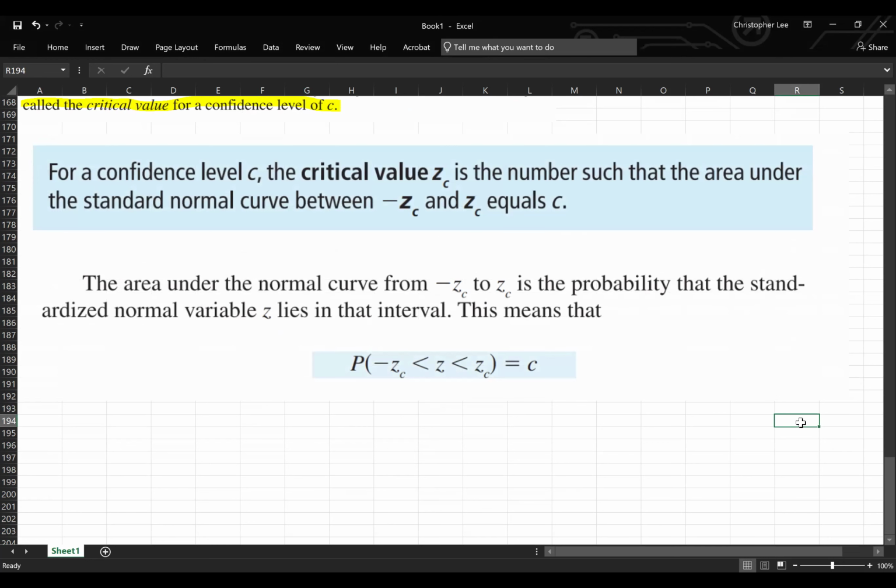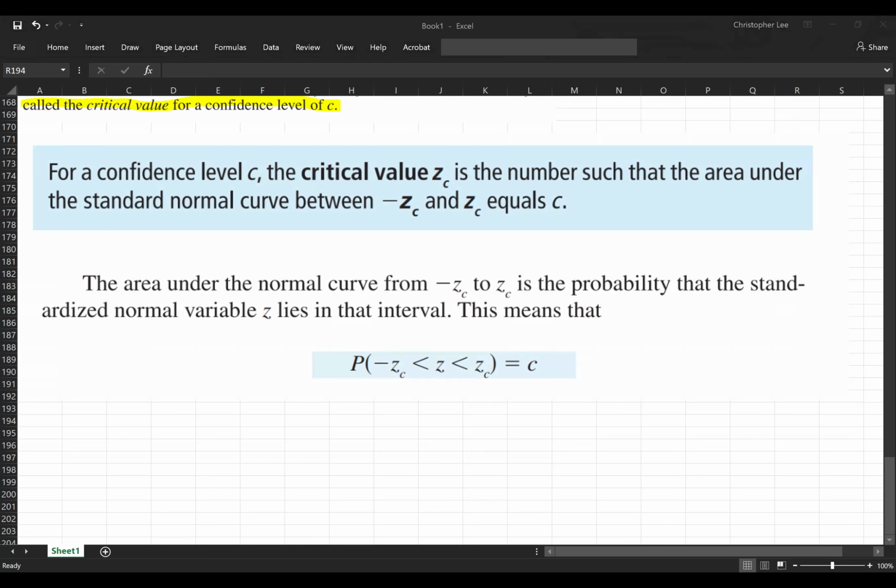So for a confidence level C, the critical value Z critical is the number such that the area under the standard normal curve between negative Z critical and positive Z critical equals C, right? The area under the normal curve from negative z critical to positive z critical is the probability that the standardized normal variable z lies in that interval. That means I'm finding the probability of negative z critical less than z, which is less than z critical, and that's equal to my C, right?